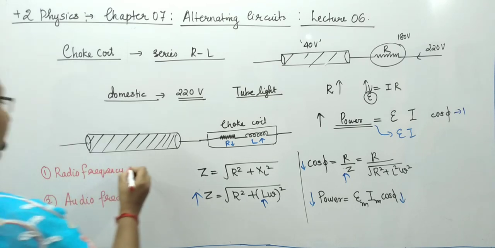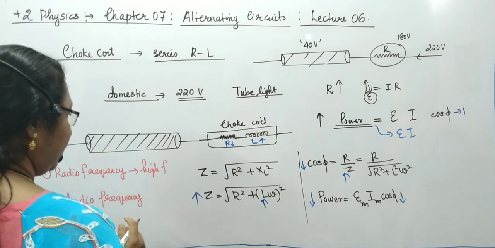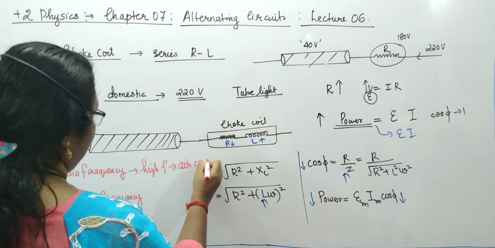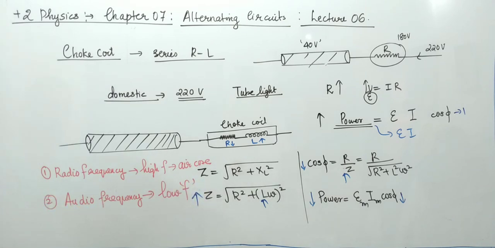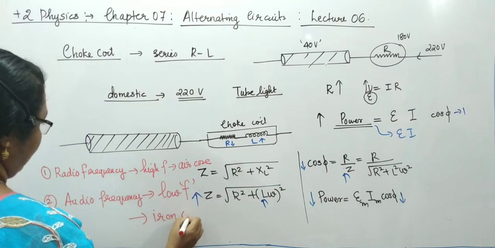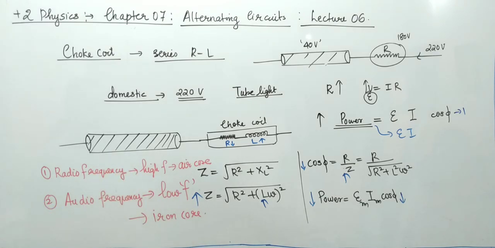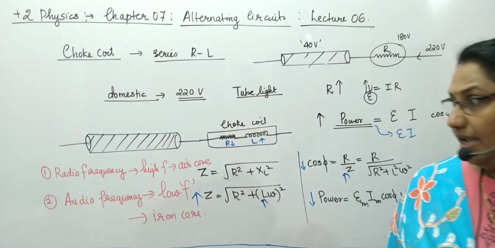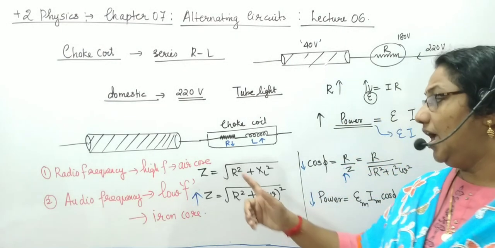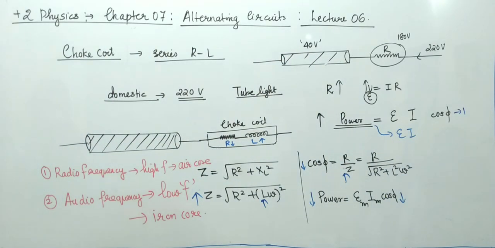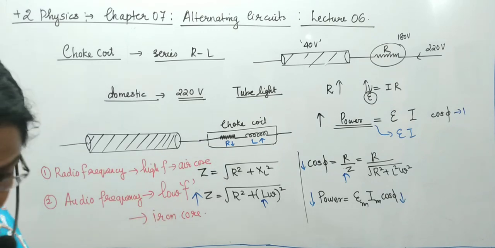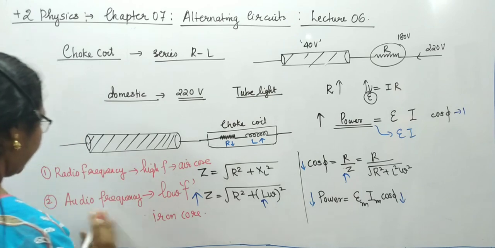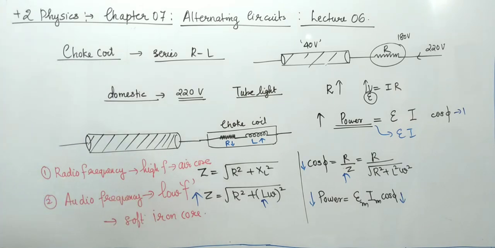In radio frequency, we use high frequency AC, and normally an air core is used there. Whereas in audio frequency, it is low frequency AC where an iron core is used. So there are several types of choke coils, commonly used are radio frequency and audio frequency. In radio frequency, high frequency AC is used, and there we commonly use the air core inside it. Audio frequency means low frequency, and there we use the soft iron core. Iron core means soft iron core. Clear?